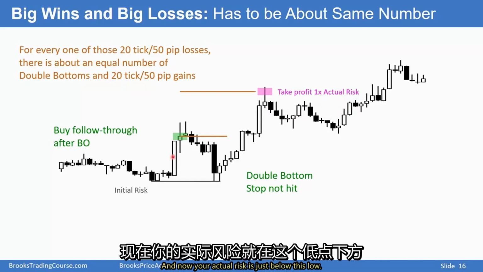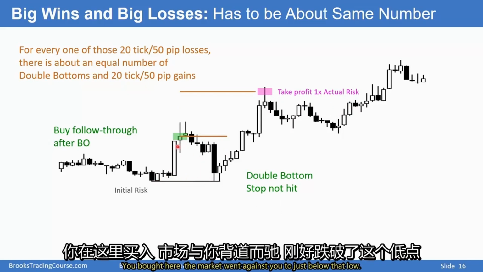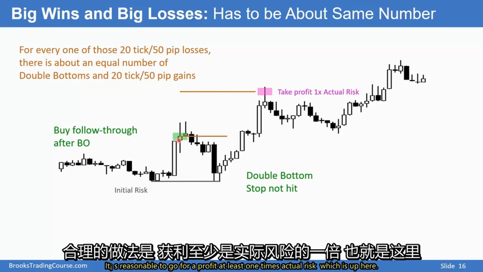And now your actual risk is just below this low. You bought here, the market went against you to just below that low. It's reasonable to go for a profit at least 1 times actual risk, which is up here.